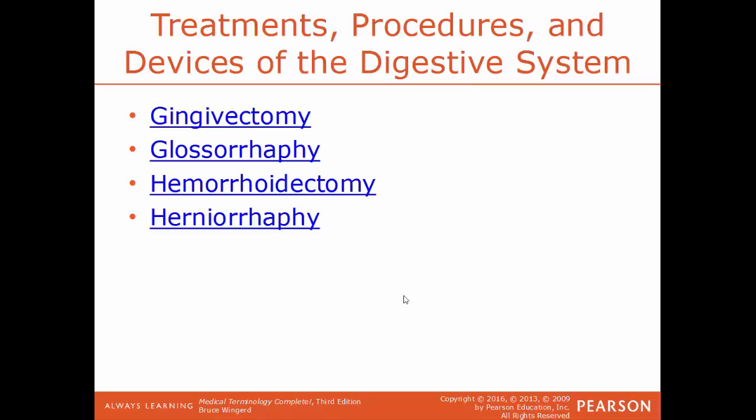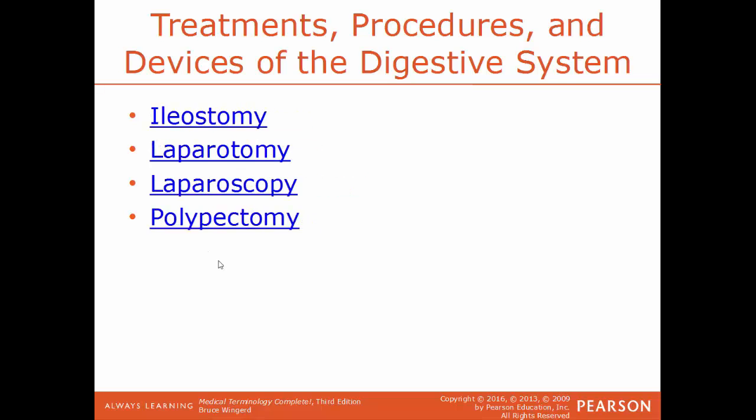Our next term, gingivectomy. This is the surgical removal of the gums, or a part of the gums. So our next term, glossorrhaphy. This is putting sutures within the tongue. Hemorrhoidectomy, surgical removal of hemorrhoids. And the last term here, herniorrhaphy, sutures within a hernia after you surgically repair it.